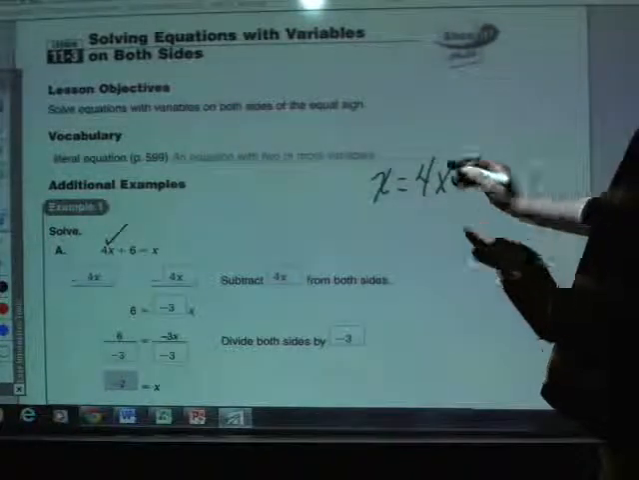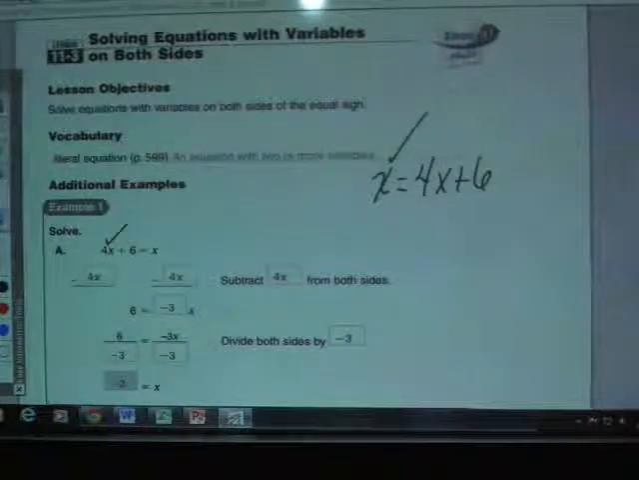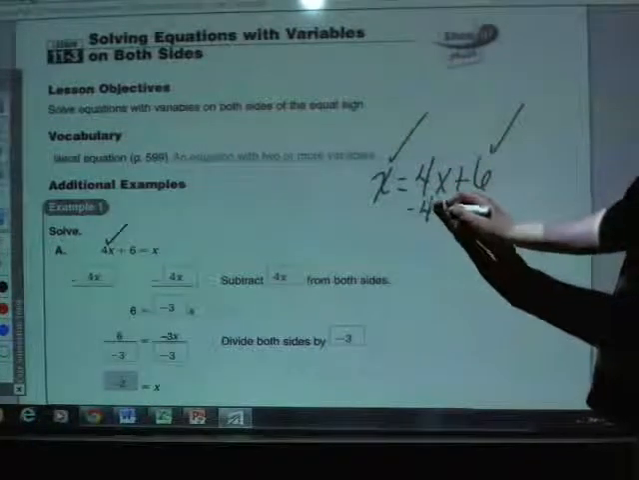As you can see, when I do that, then I have the variable x on the left side of the equal sign, variables on the left, and I have the number 6 on the right side of the equal sign, numbers on the right. So then the only thing that's not so good about this is the 4x, which I'm going to have to move. Now, when I want to move 4x to the opposite side of the equal sign, which I do, I'm going to subtract 4x from both sides.